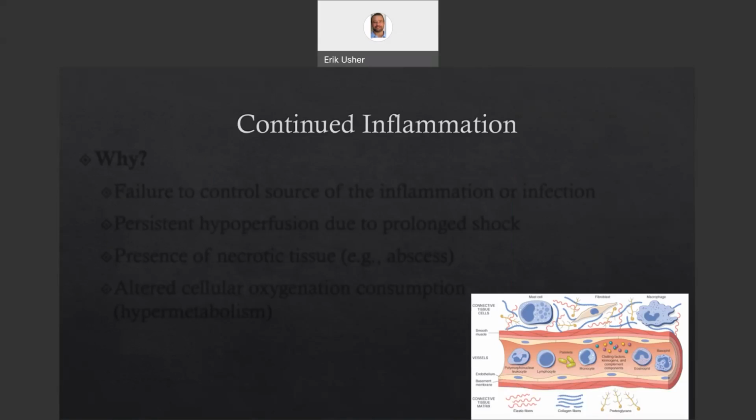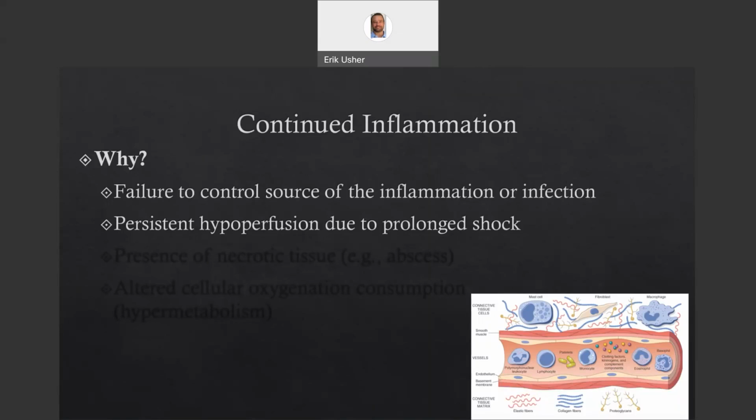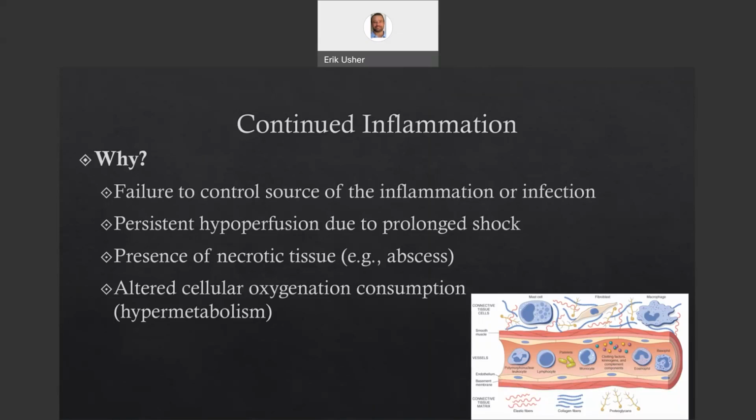So that continued inflammation, why? Why do we continuously get this inflammation? Why is it continued? Well, it's failure to control the source of the inflammation or the infection, persistent hypoperfusion due to prolonged shock, not just hemorrhagic shock, a lot of shock states, presence of necrotic tissue, abscesses, or altered cellular oxygenation consumption. That hypermetabolic state that you see in burn patients is a classic example.